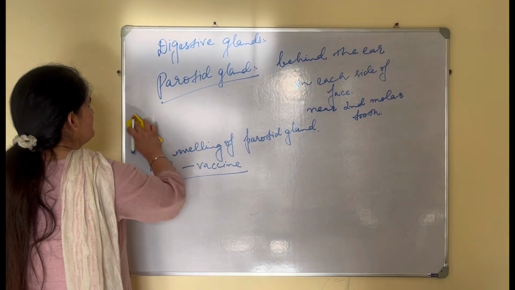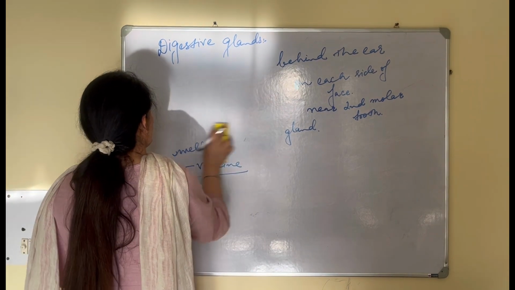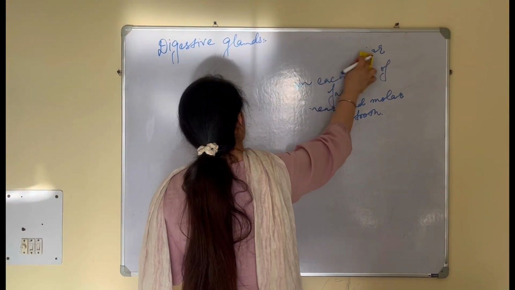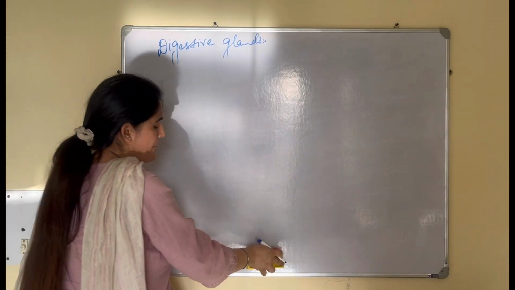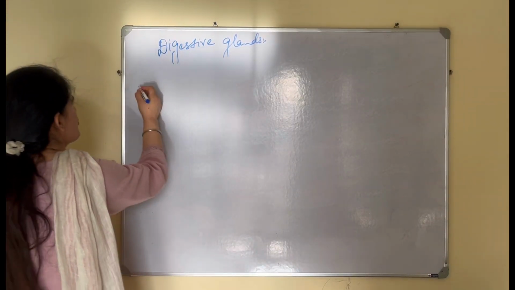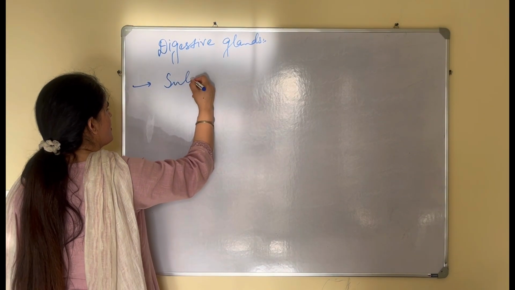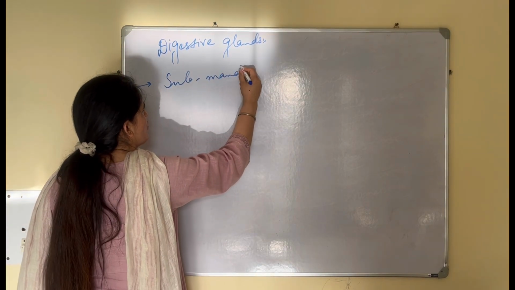Now the second gland which we are going to discuss is the submandibular gland, also known as the submaxillary gland.